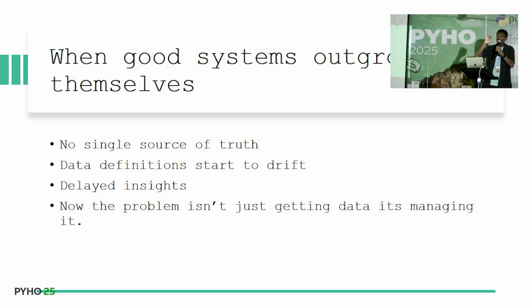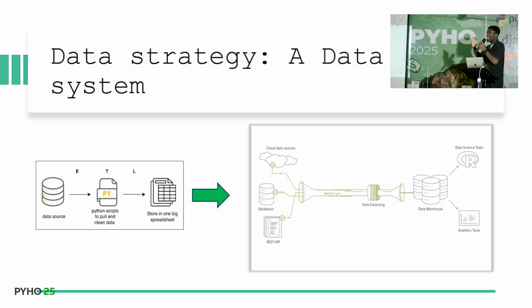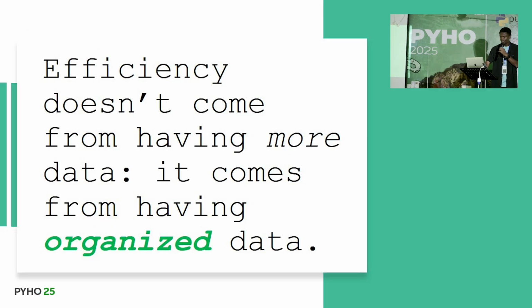So to get to an efficient point, you need organized data. And such a simple system as this can help you push the data into the right pipeline so that you can trust it, so that it can be organized, and so that it can become a single version of truth.